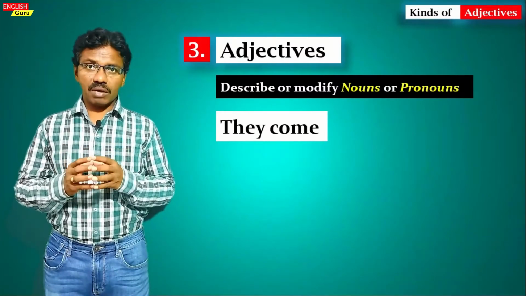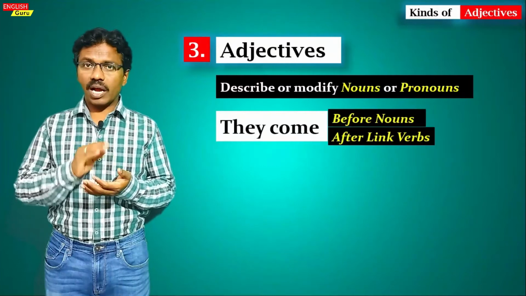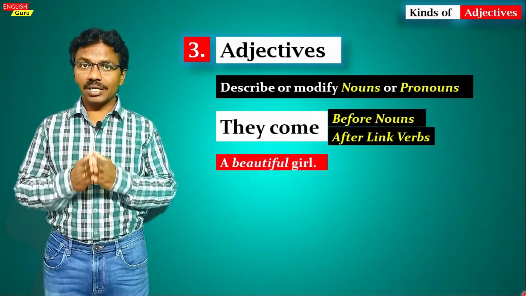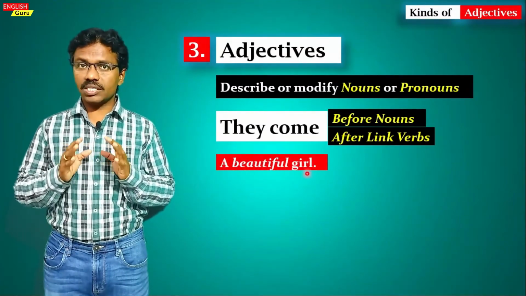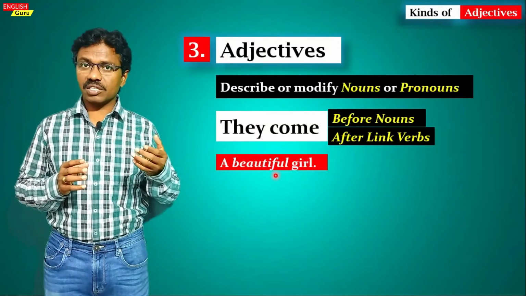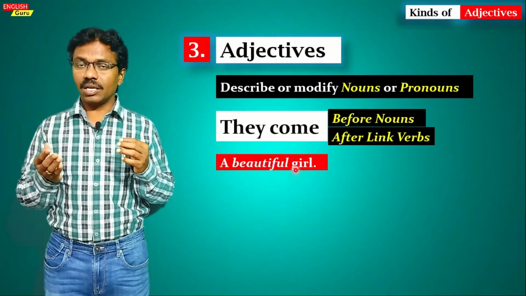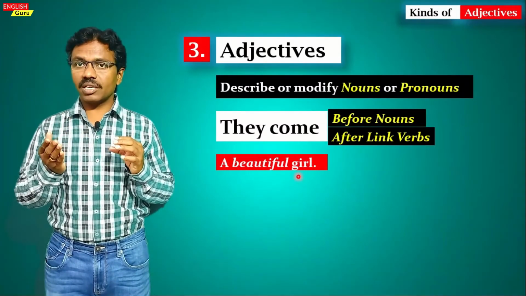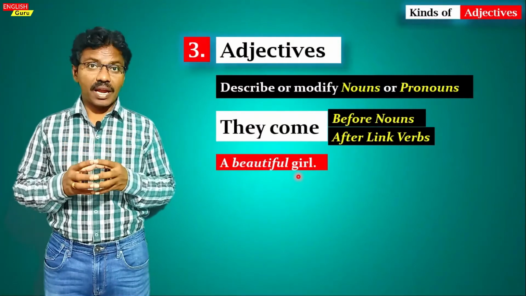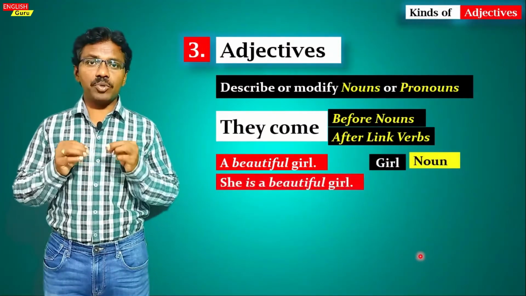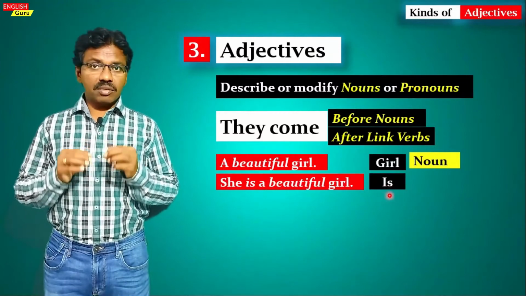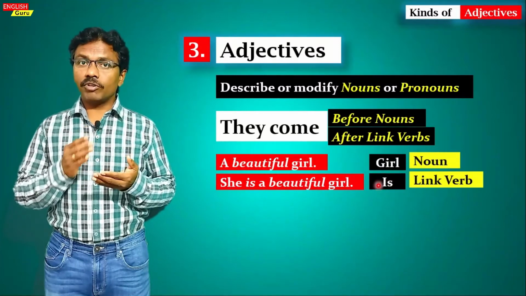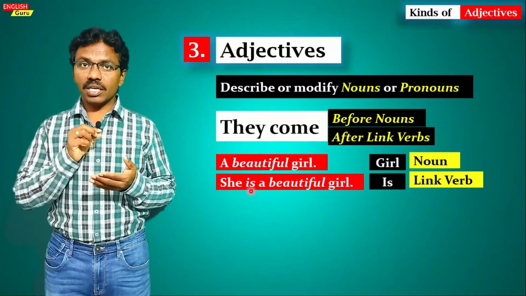Normally adjectives come in a sentence before a noun or after a linking verb. For example, if you take a sentence, a beautiful girl, here the word girl is a noun and beautiful is an adjective, and this is qualifying the girl. So beautiful came before a noun and it is qualifying the noun. So it is an adjective. And in another sentence, she is a beautiful girl. So in this sentence, beautiful is again an adjective, but it came after the linking verb is.